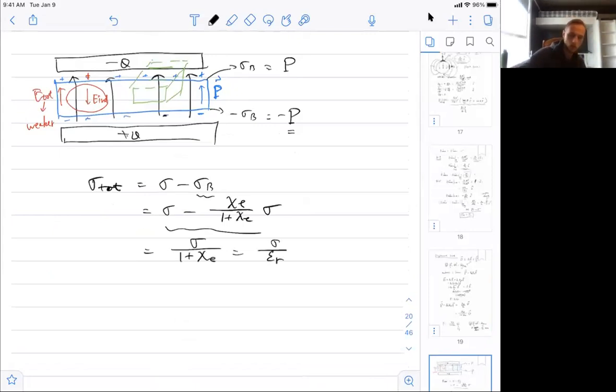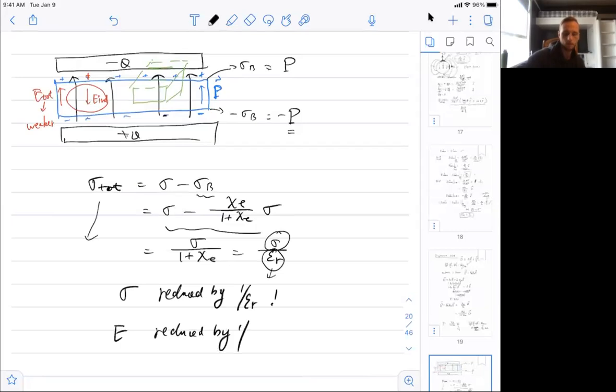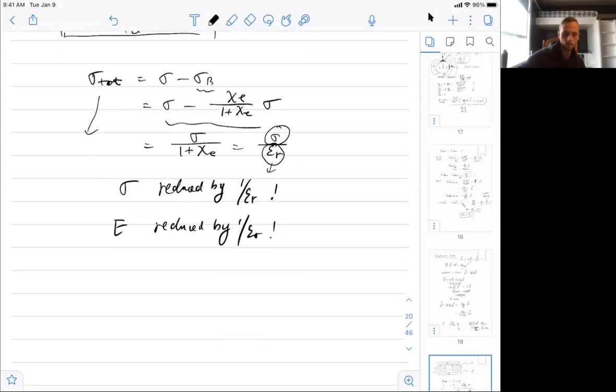So you can see as a result of this, your total charge is your original free charge, reduced by a factor of epsilon r. Sorry, there are too many constants. I keep saying the wrong thing. But you can see this is reduced by 1 over epsilon r. Okay, so your E field is also reduced by the same factor, right?